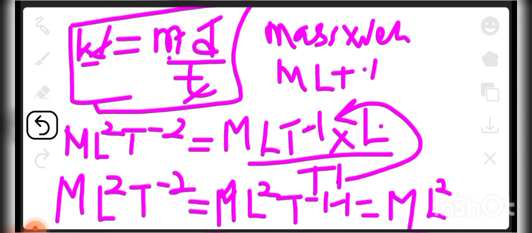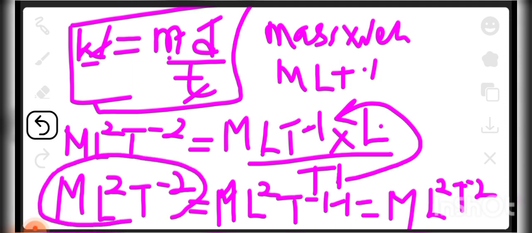So this will give us M L squared, and T raised to power minus 1 will give us what? Minus 2. ML squared T raised to power minus 2. So check this side. This side is ML squared T raised to power minus 2. This side is also what? ML squared T raised to power minus 2. So that shows that this equation is valid.